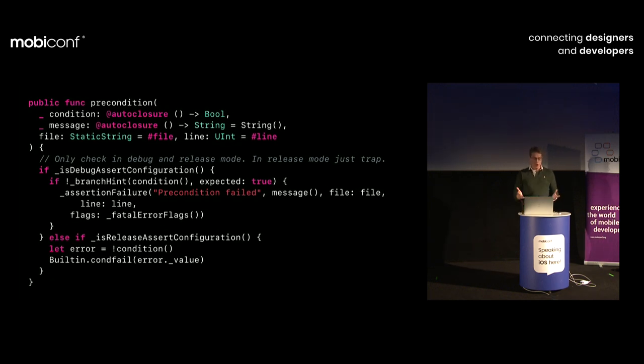If you haven't looked at this before, it's doing a bit of work here. It's saying, if we are in debug assert configuration, i.e. you've pushed from Xcode directly, then check the condition. If it returns false, trigger an assertion failure, printing the message, printing the file name, printing the line number, and so forth. But if you are in release configuration, i.e.